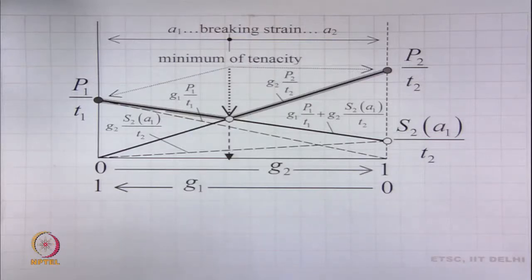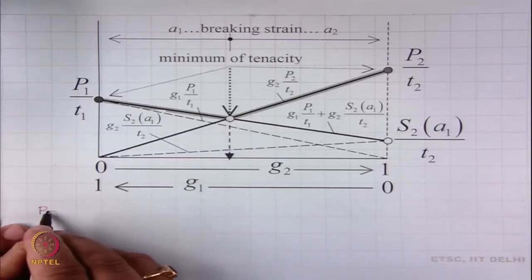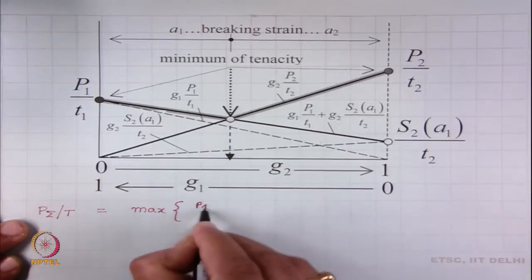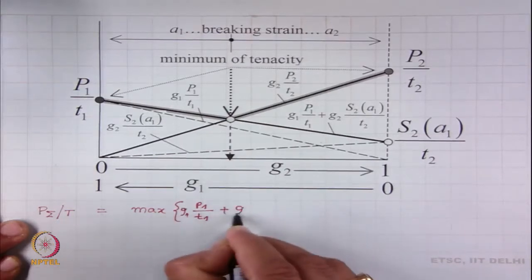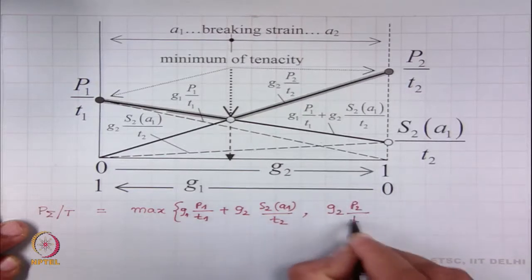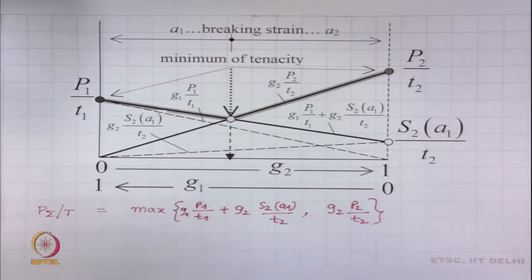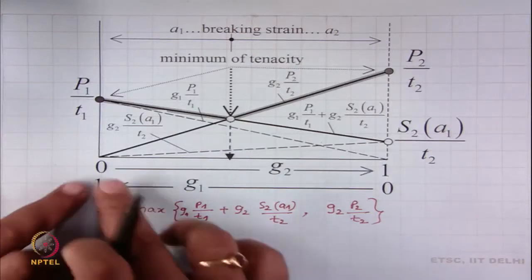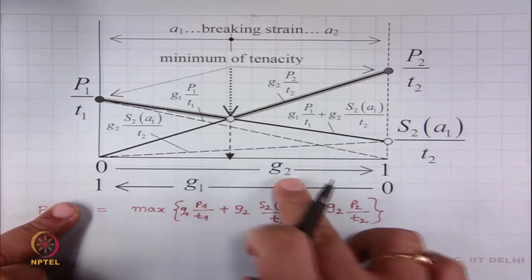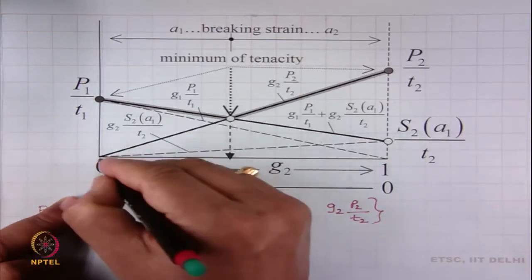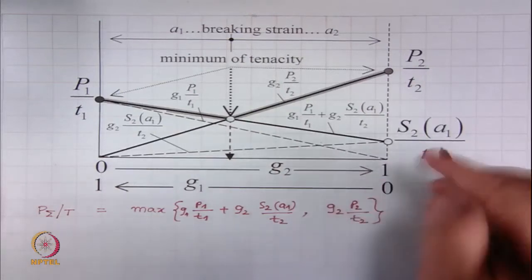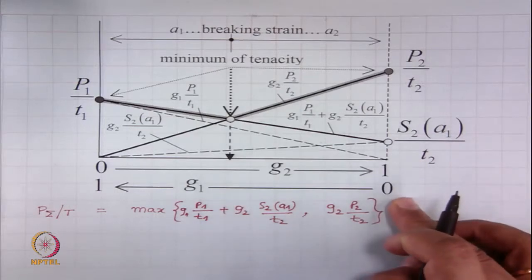So, this is the graphical representation of this expression. Let me explain what is what in this diagram. On the X axis, mass fractions are plotted. G1 denotes the mass fraction of type 1 fiber, G2 denotes the mass fraction of type 2 fiber. When G1 is equal to 1 at this point, the mass fraction of type 2 fiber is 0. Similarly, at the end, when G2 is equal to 1, the mass fraction of type 1 fiber is 0.